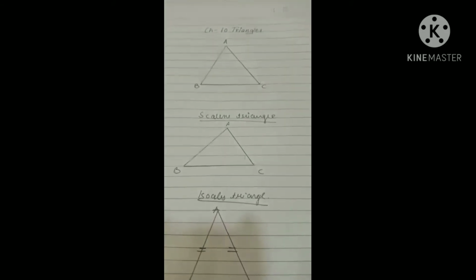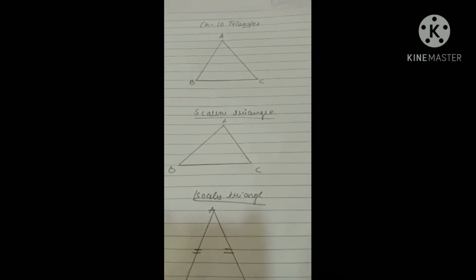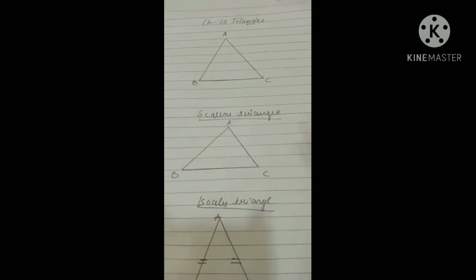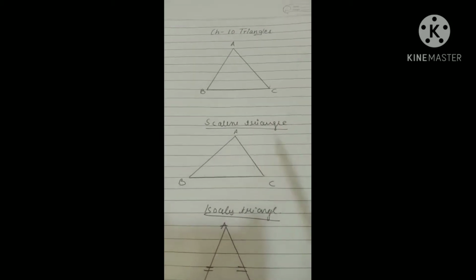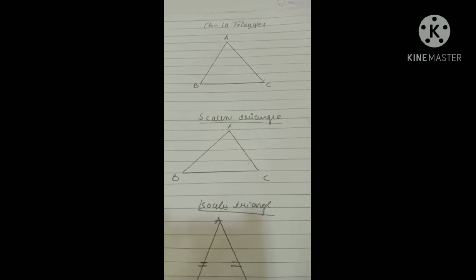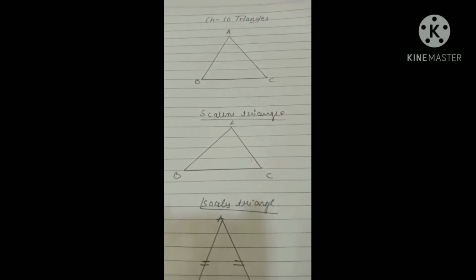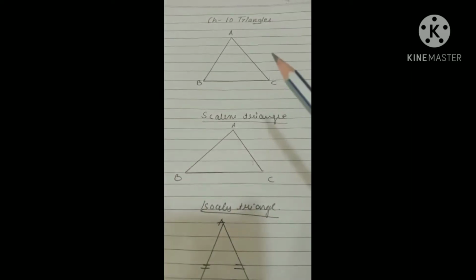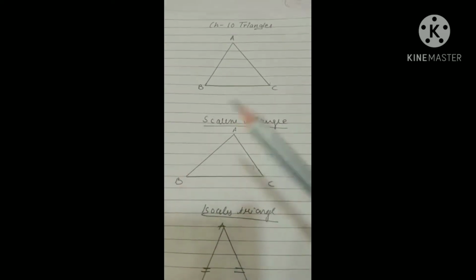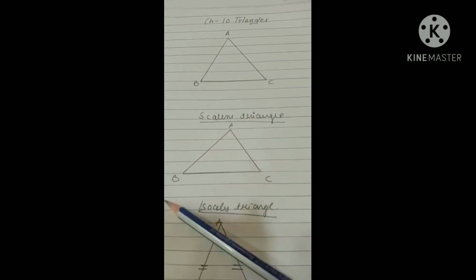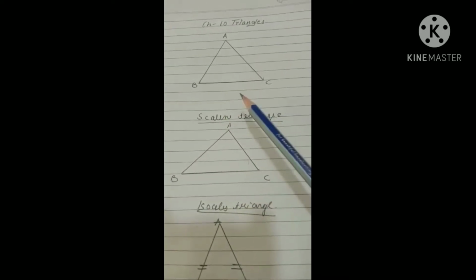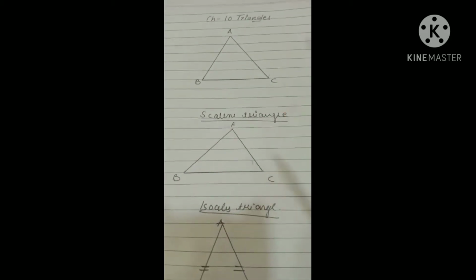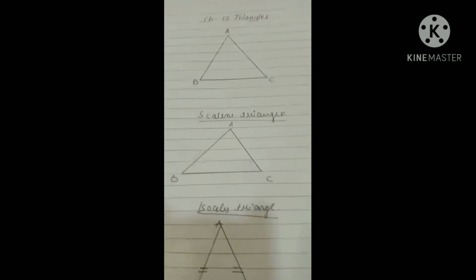Basically there are three types of triangles: isosceles triangle, scalene triangle and equilateral triangle. Here you can see a scalene triangle. If all the sides of a triangle are unequal, it is called a scalene triangle. In this diagram you can see that AB is not equal to BC, nor is BC equal to CA. So all sides are unequal. That is why this triangle is known as a scalene triangle.